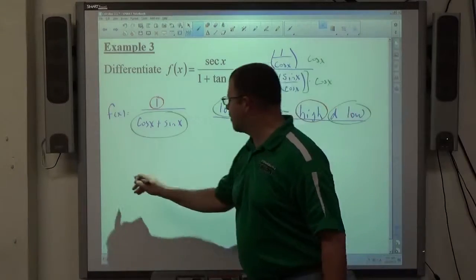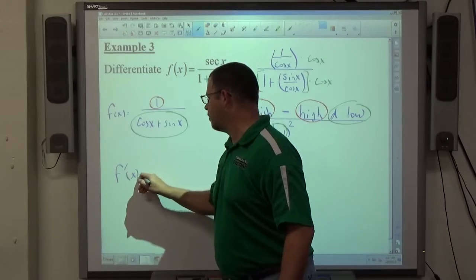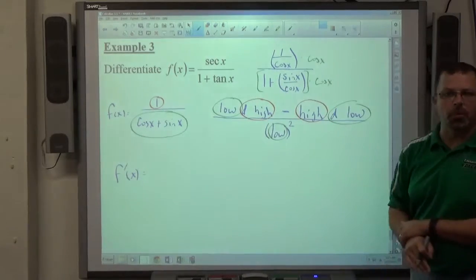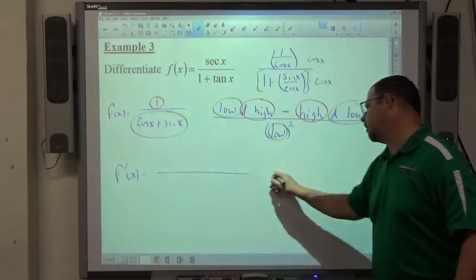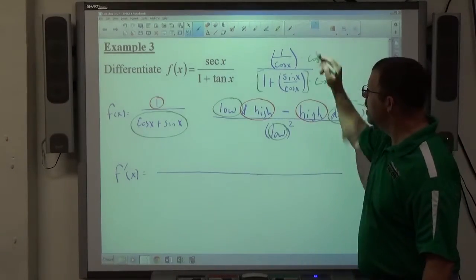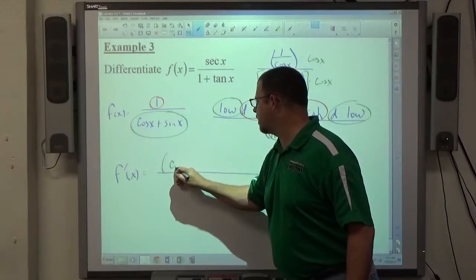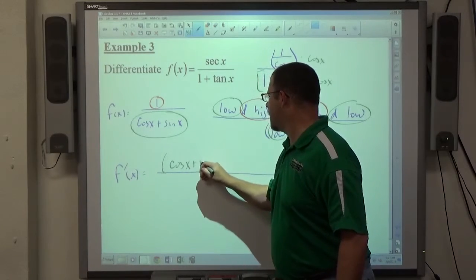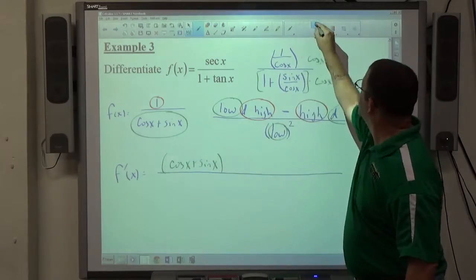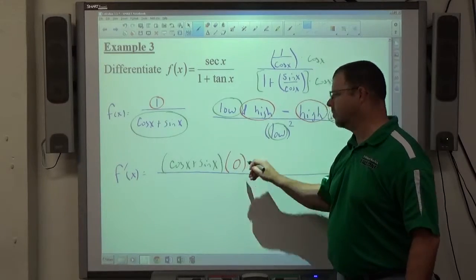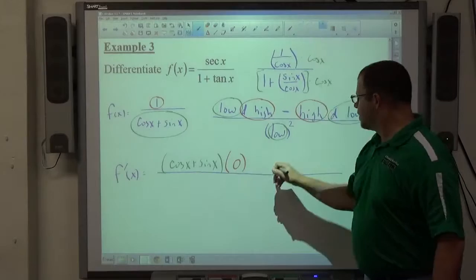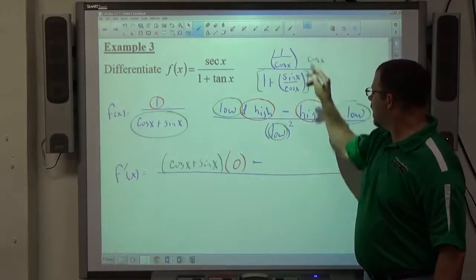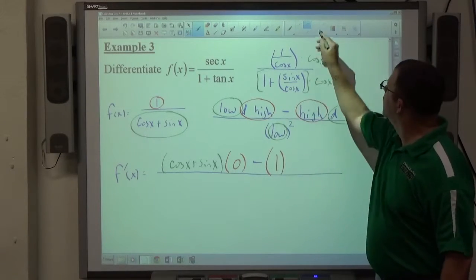So when I do f prime of x, I'm applying the quotient rule, so I'm doing calculus. Once I do calculus, I put a prime on my f prime of x. And I create this big fraction bar. Low, cosine of x plus sine of x. D high, 0. Minus, because the rule tells me to do minus, and then high, 1, d low.